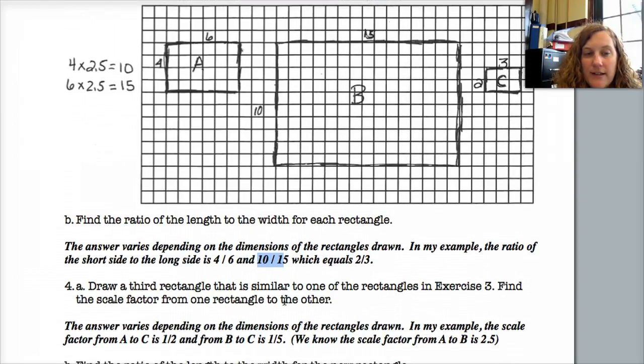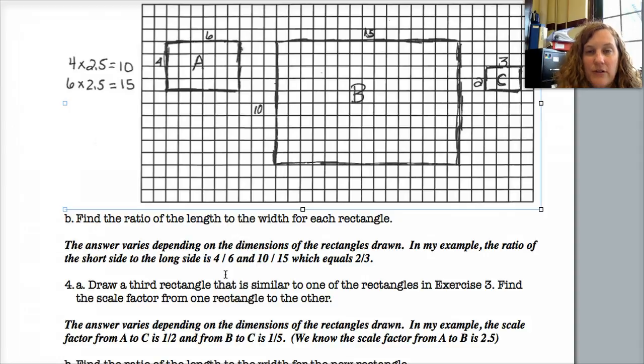Draw a third rectangle that is similar to one of the rectangles in exercise 3. Find the scale factor from one rectangle to the other. So in this one, I already had a 4 by 6 and a 10 by 15, so I decided I would do a 2 to 3, because my short side to long side ratio is 2 to 3, so I might as well make a small 2 to 3 rectangle. I called that C up here.